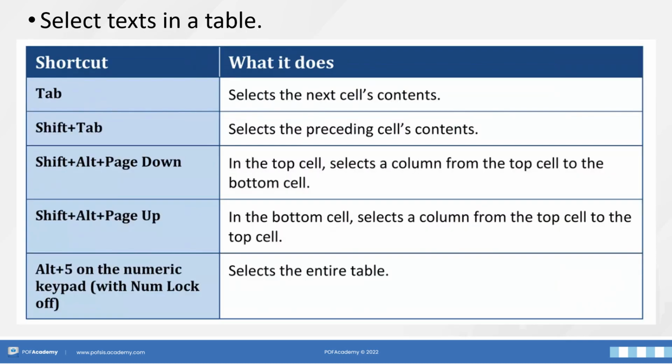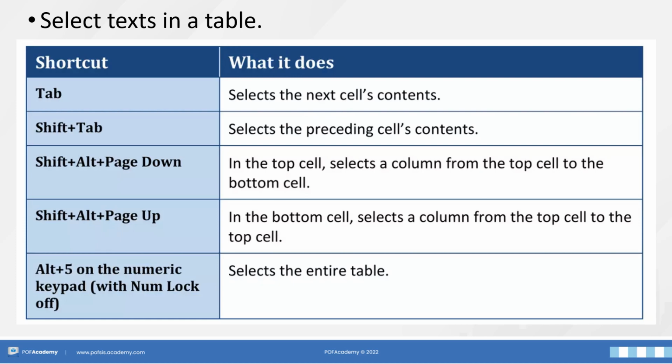So if you want to select text in a table, here are the shortcut keys and their functions. If you want to select the next cell's contents, just press the Tab key. If you want to select the preceding cell's contents, press Shift Tab. In the top cell, if you want to select a column from the top cell to the bottom cell, Shift Alt Page Down.